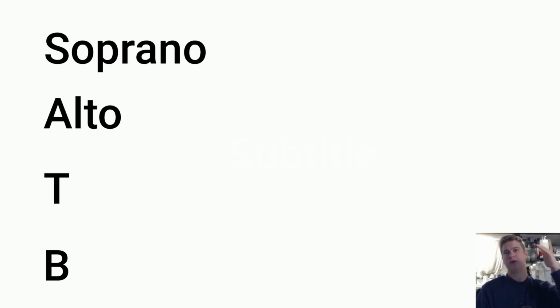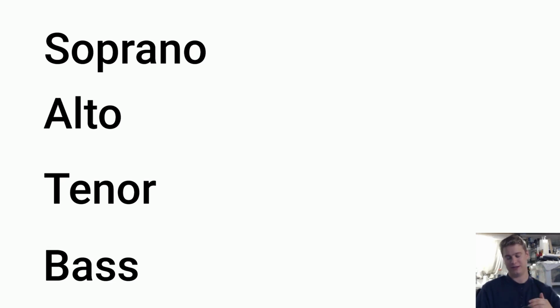You can think of SATB from the top down because at the top you have the soprano, and then you have the alto underneath that. Below that is the tenor, and then on the bottom is the bass. As you see, there are 4 different parts here, and each one of these are associated with their own clef.